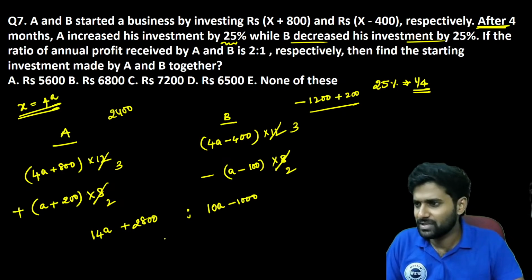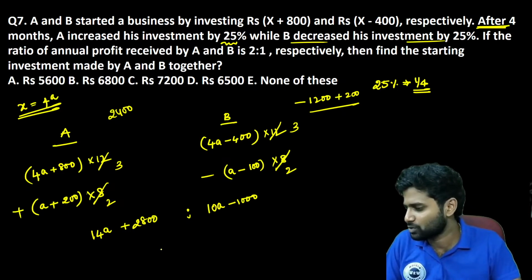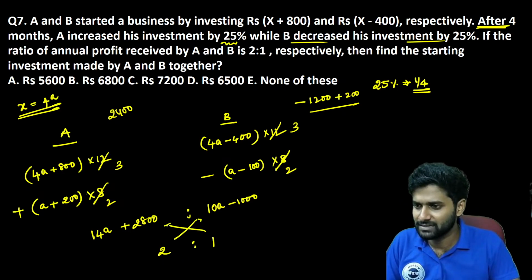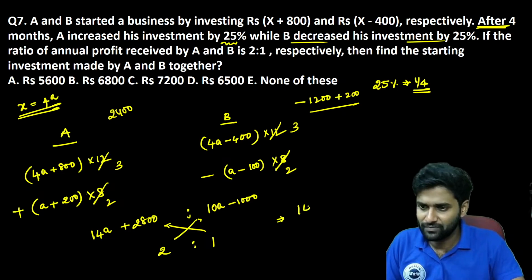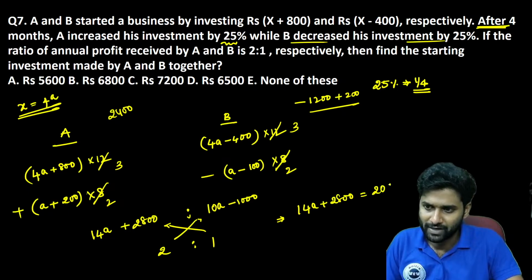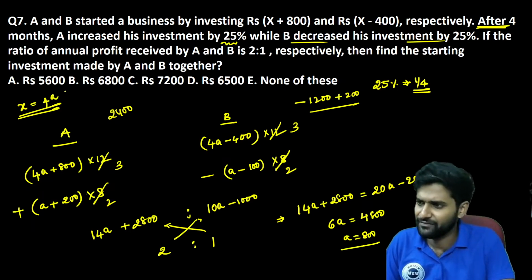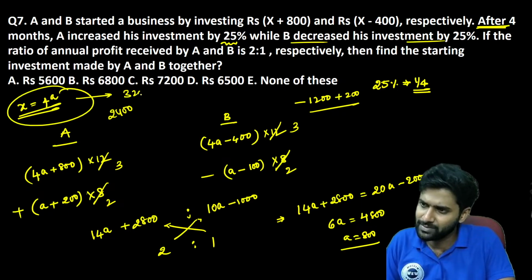Hope it's clear. Now the ratio of their shares is exactly equal to 2:1. It's a ratio of 2:1. Just cross multiply them. You will get the answer. So the final equation: 14a plus 2800 is exactly equal to 20a minus 2000. Now the value becomes 6a is exactly equal to 4800. Then you will get a is equal to 800. If a is equal to 800, the x value becomes 3200.